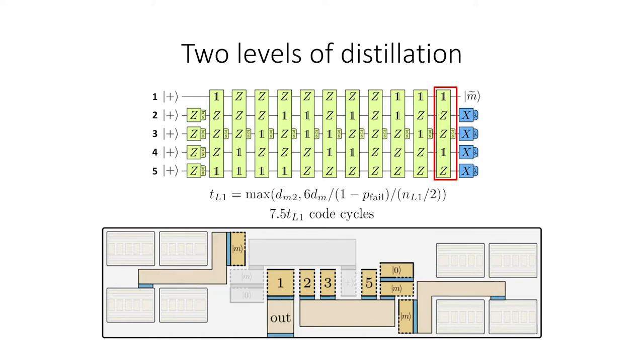And the speed at which you can go through the circuit not only depends on the 6 code distances that characterize your level 1 blocks and level 2 blocks, but also on the number of level 1 blocks that you use. So if you use only few level 1 blocks, then you'll be limited by the speed at which level 1 states are produced. But if you use too many of those, then you'll be limited by the time it takes to perform a logical measurement by this dm2.